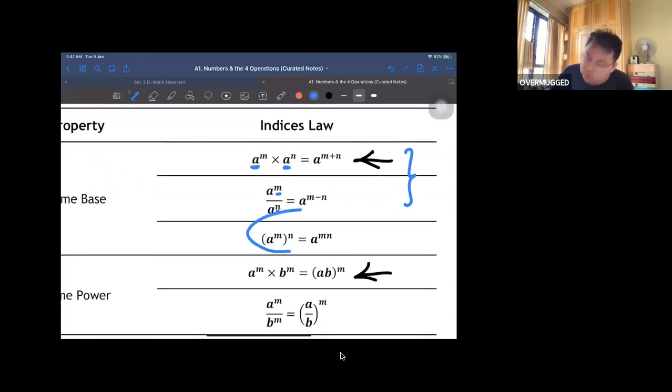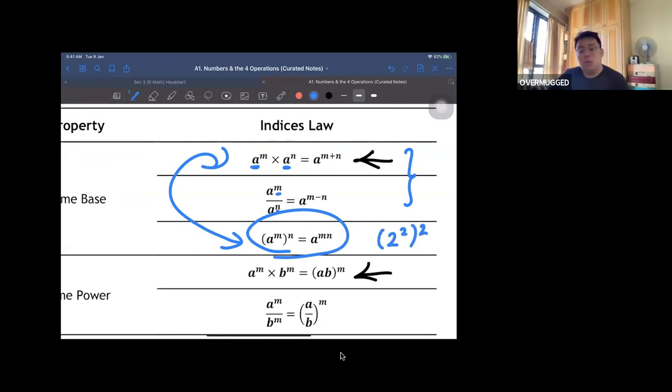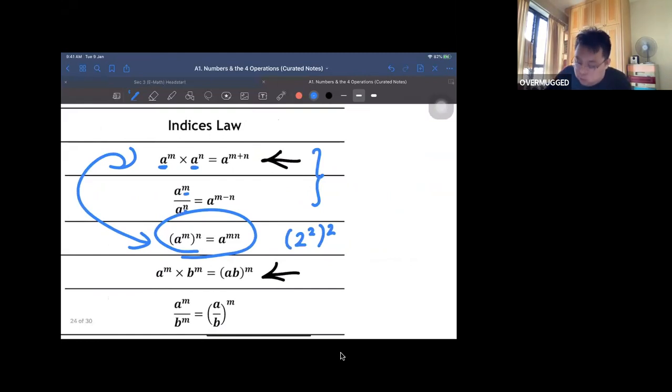Now, this is one that is also confusing as well. Okay, a lot of people confuse these two. a to the power of m, to the power of n. So for example, 2 squared, squared. Okay, 2 squared, squared is 16, which is 2 to the power of 4.